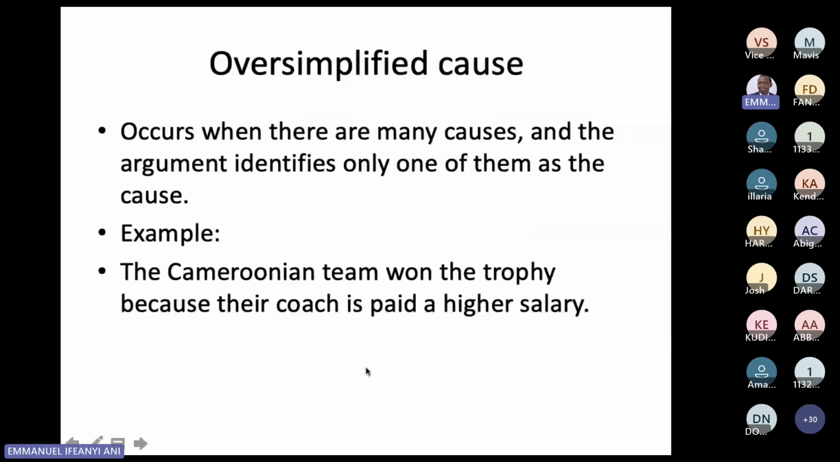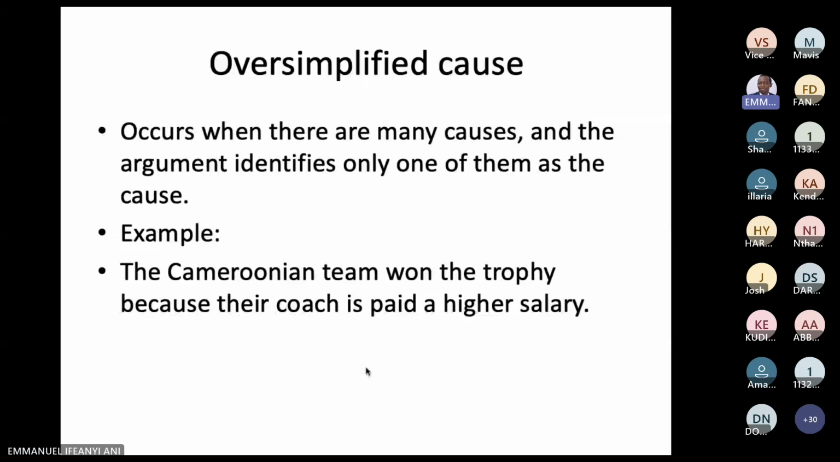Now let's look at oversimplified cause. This occurs when there are many causes and the argument identifies only one of them as the cause. Example: the Cameroonian team won a trophy because their coach is paid a higher salary.